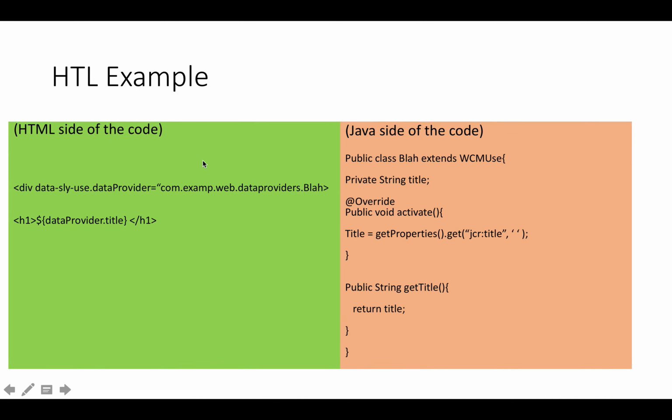So here's an example of an HTL. On the left side is the actual HTL, with the data provider's title. And this data-sly-use is grabbing the Java code separately. So already with an HTL, you're separating your Java code from your HTML code.